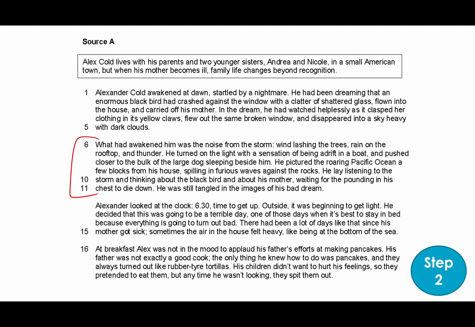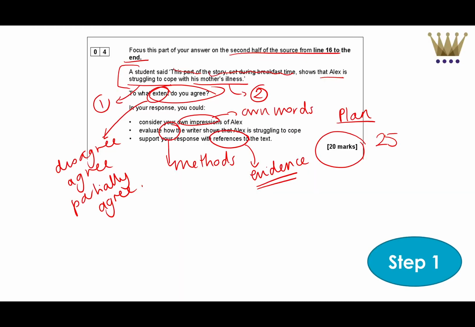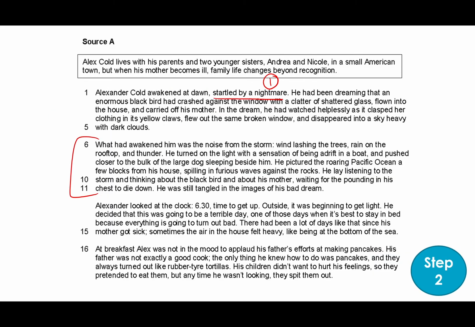Now, actually, I think that potentially the only thing I can pick out that shows Alex might be struggling to cope is that he is having a nightmare. People who struggle to cope often, we know, suffer with nightmares. So that might be one reason. I'm going to put a 1 there because it's the first part of my statement. It's here that he is struggling to cope. So I'm going to put that, but the rest of it I can just cross out because I'm going to move on to the main part of the extract.